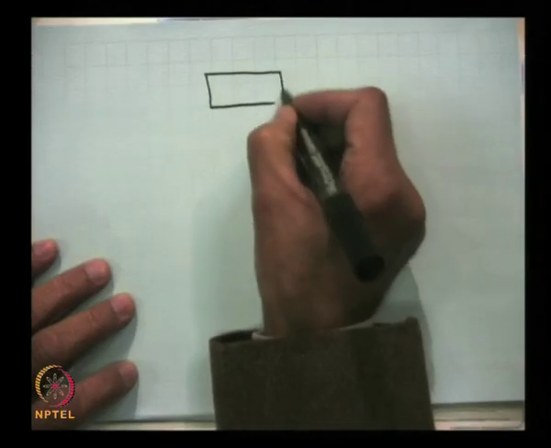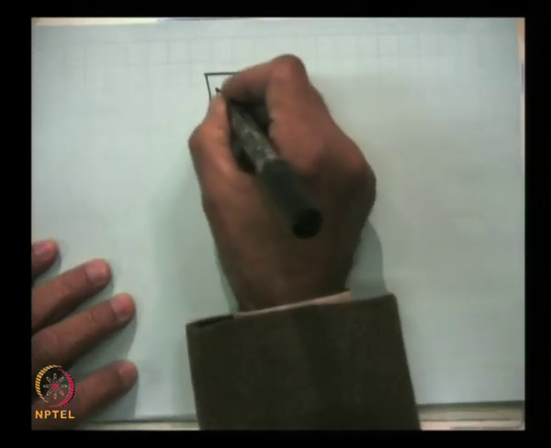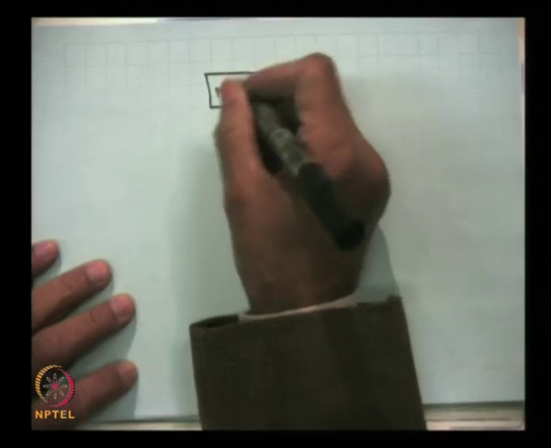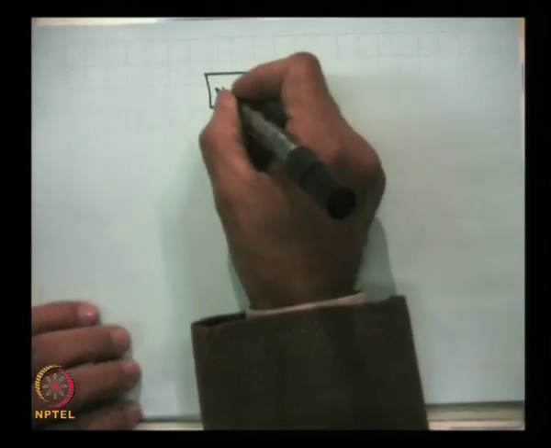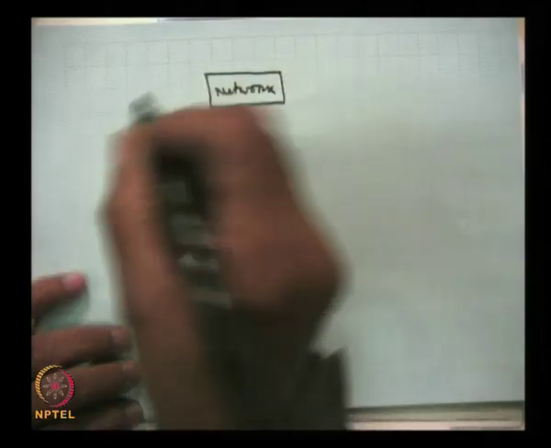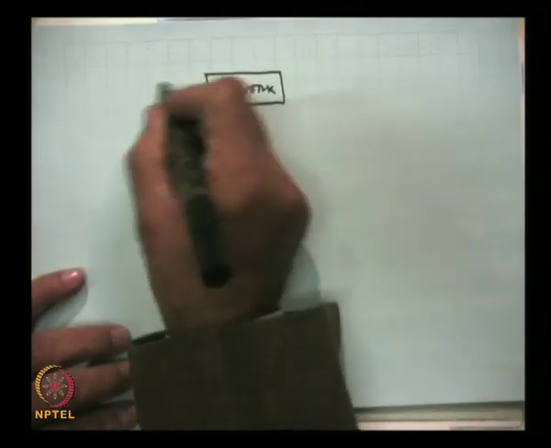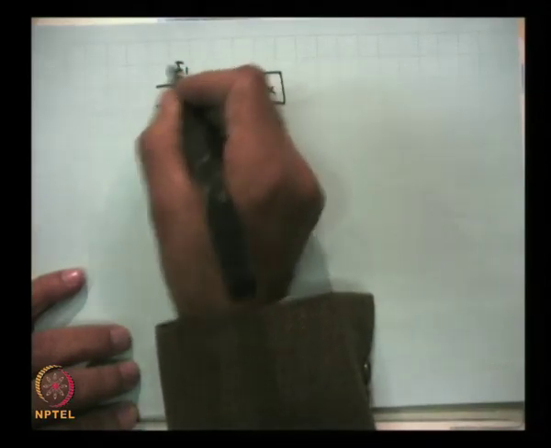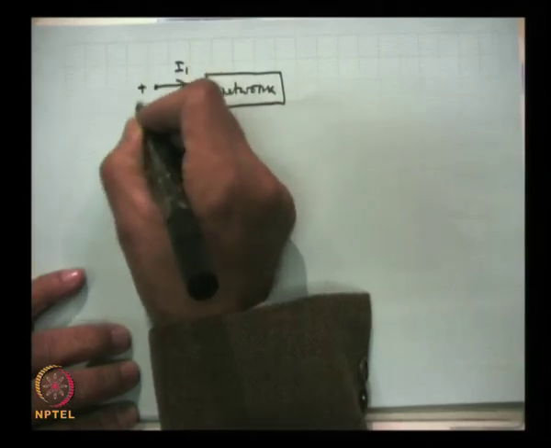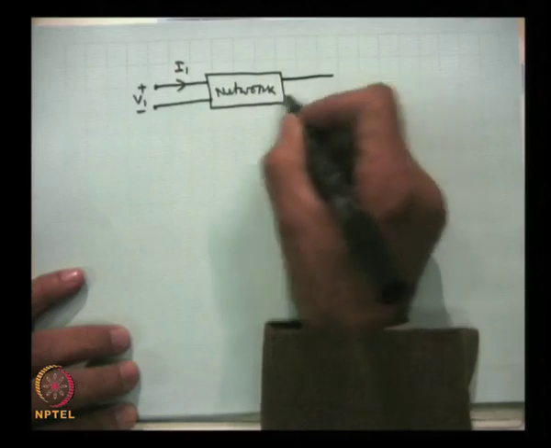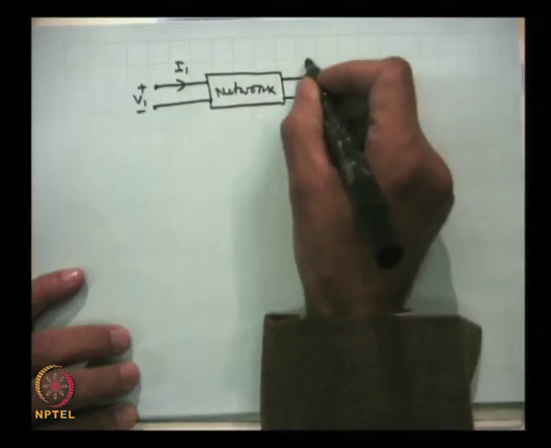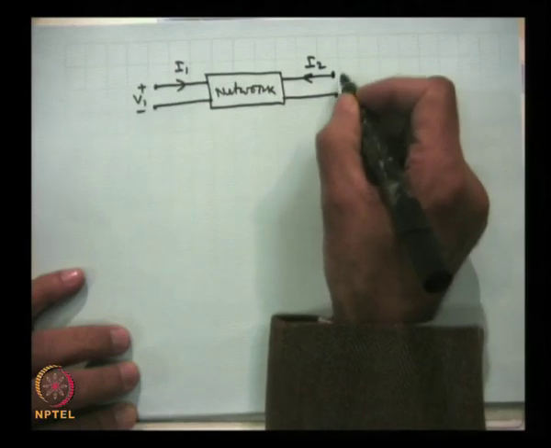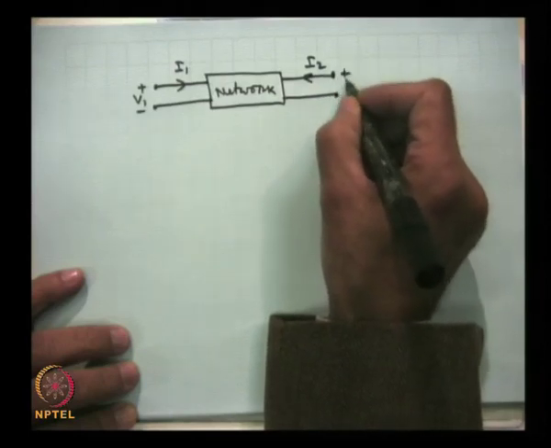Let me redraw the network. The network is, or this is just the transistor, and these are, this is I 1, this is V 1, and this is I 2 and plus minus V 2.